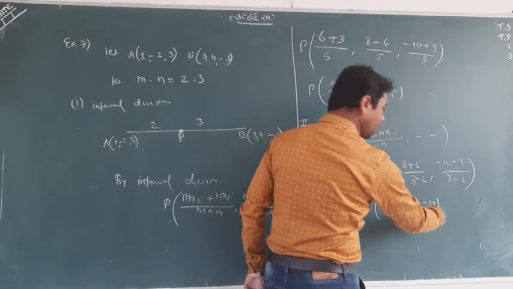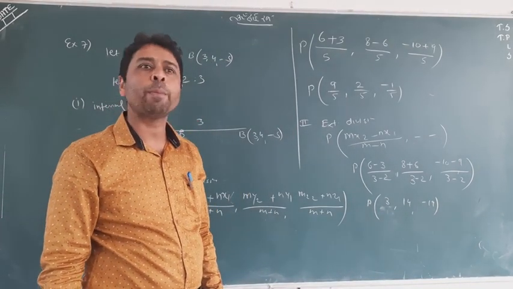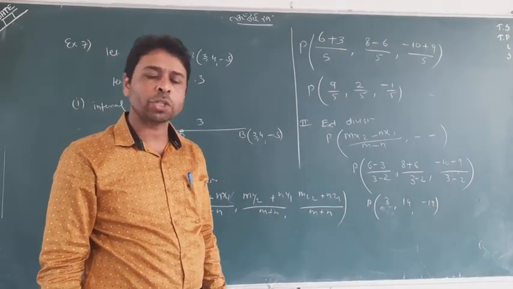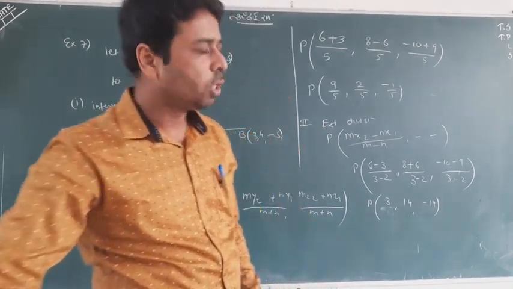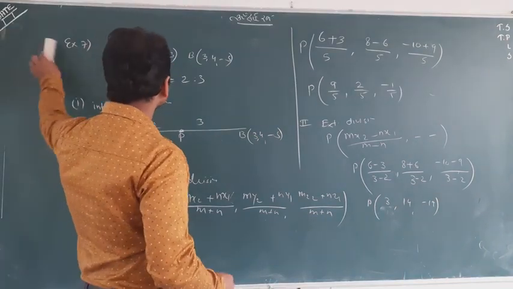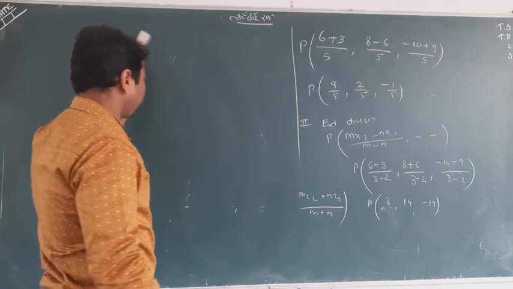I request you one thing: in case of external division, you need not make a picture, but only compare which is x1, y1, z1, which is x2, y2, z2, which is m and which is n, put in the values and get your answer. So hope you have got it, this is very simple. Both internal and external division points we have got with the formula.